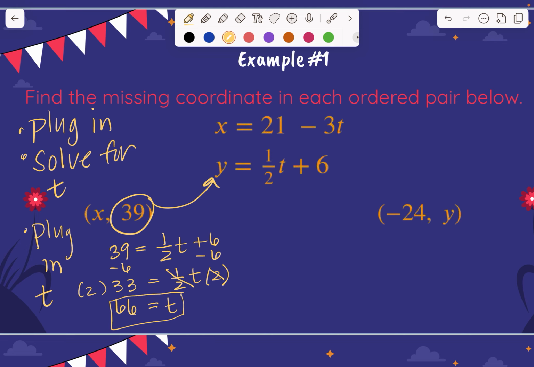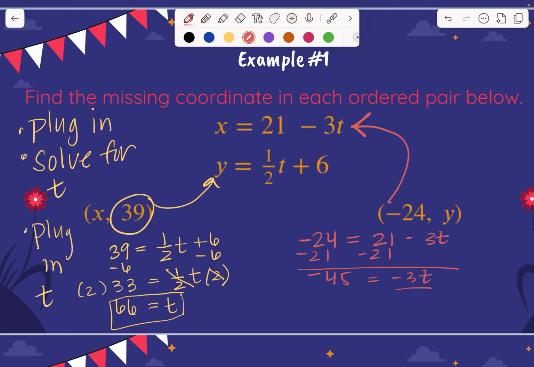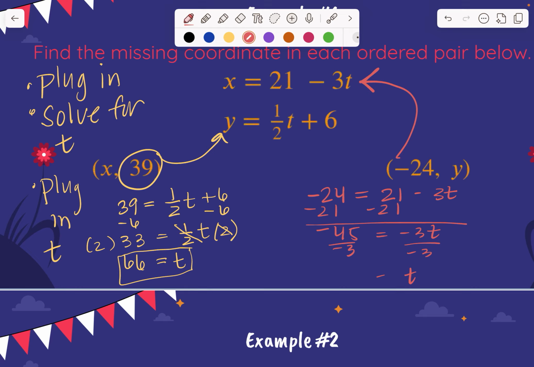Same idea for the next one. I have what x is, so I'm going to plug this one into x. I know what x is: -24 equals 21 minus 3t. I'm solving for t. I'm going to subtract 21 from both sides. -45 equals -3t. Divide both by -3, and I get t equals 5.